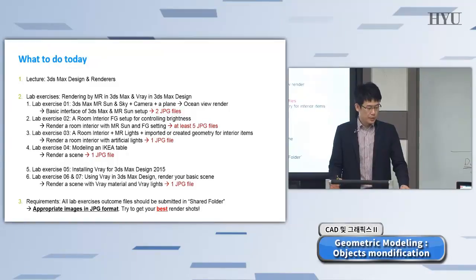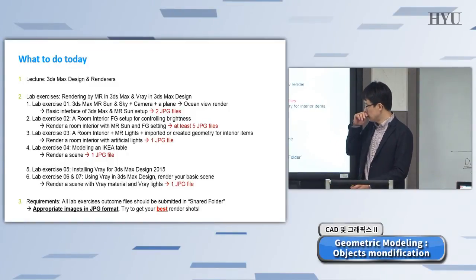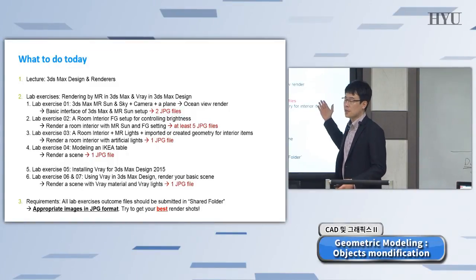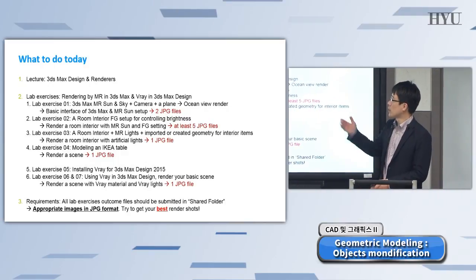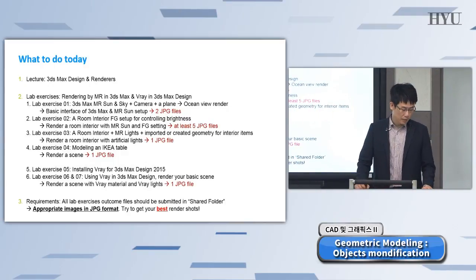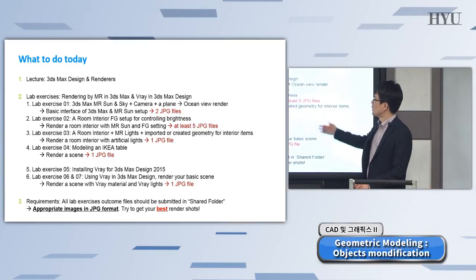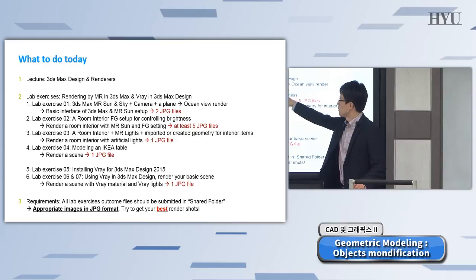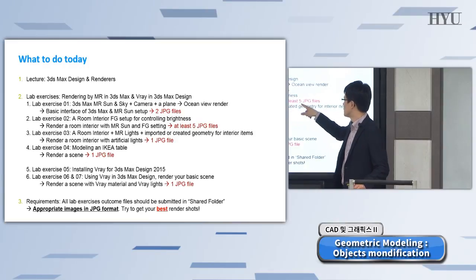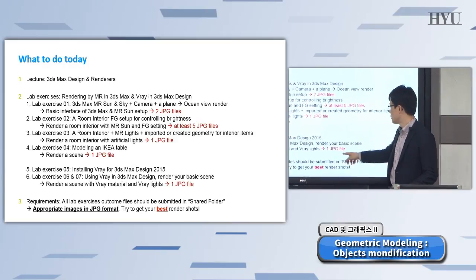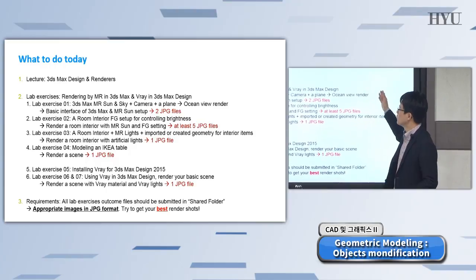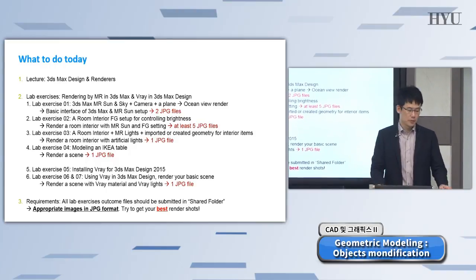Here is the list of action items for today. Today's lecture: 3D Max design, interface, and a little bit about geometric modeling. Also the lab exercise requirements: 2 JPEG files, at least 5 files. But actually, we're going to walk through lab exercises 1 through 4.